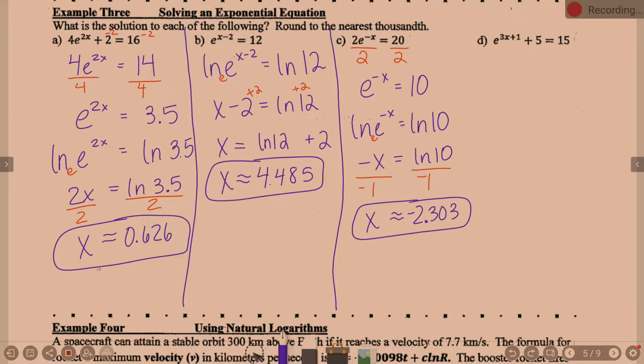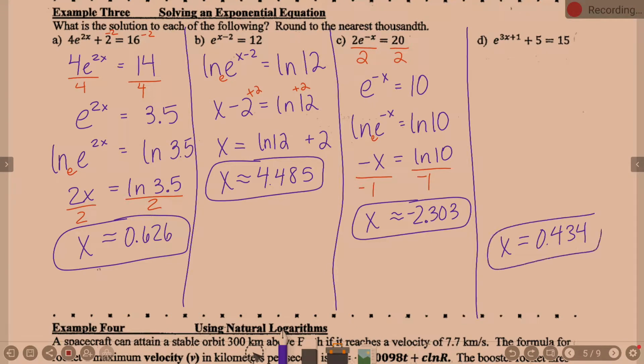I have another situation where I made a mistake, wrote over it, and it's hard to read. D. I'll write the answer down here if you want it. If you want to try that later, or if you've already tried it, 0.434 is what I have there.